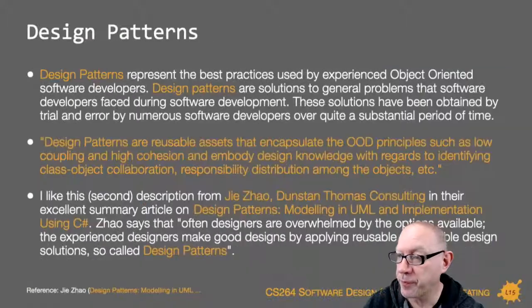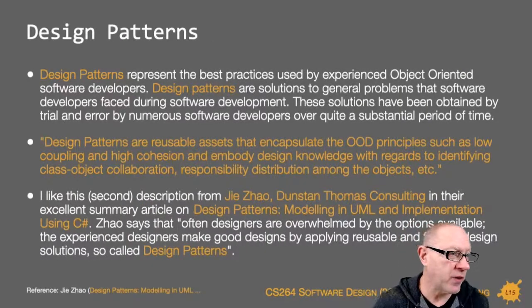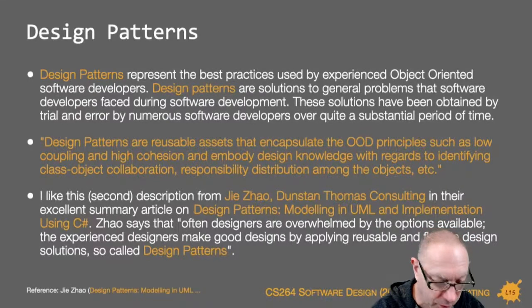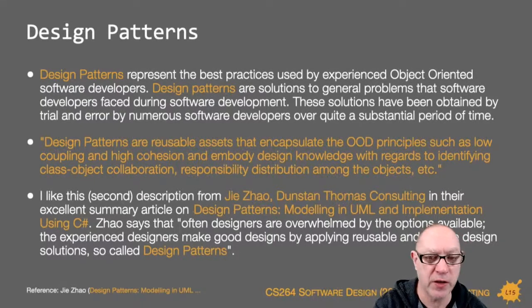Okay. So what are they then? What are these design patterns? They represent the best practice used by experienced object-oriented developers. They're solutions to general problems that software developers have faced during software development, and they've been obtained by trial and error by numerous developers over quite a substantial period of time. If you think of the original text, back in the 90s, and object-oriented software has been around since the late 80s, people have been doing this a long time and have lots of experience that they can share.